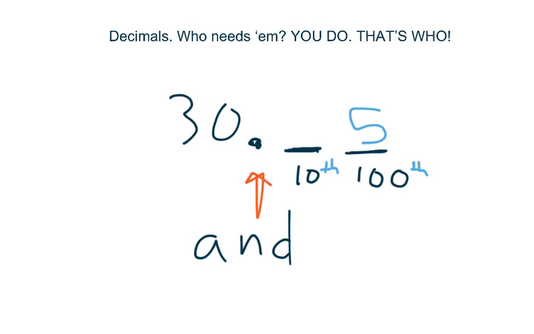Remember, $1 is one whole in this. So if I need my 5 to be there, then I have to have a 0 there to hold place. That would be 30 and 5 hundredths. Okay, we're going to do more like this.